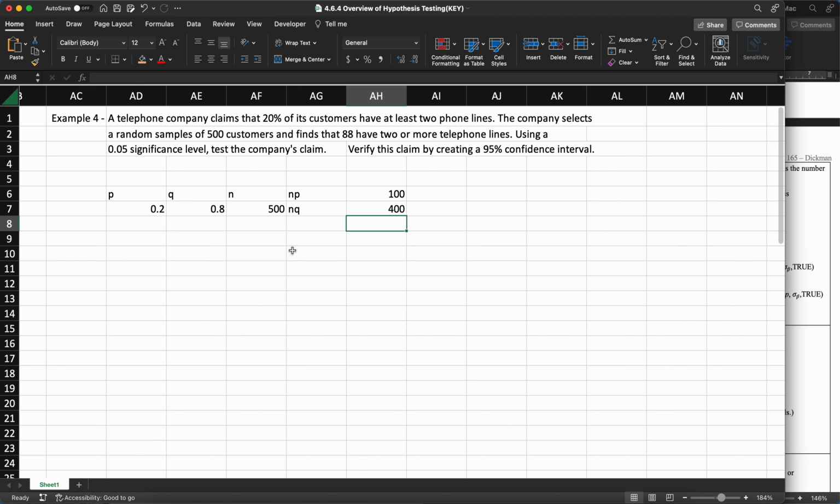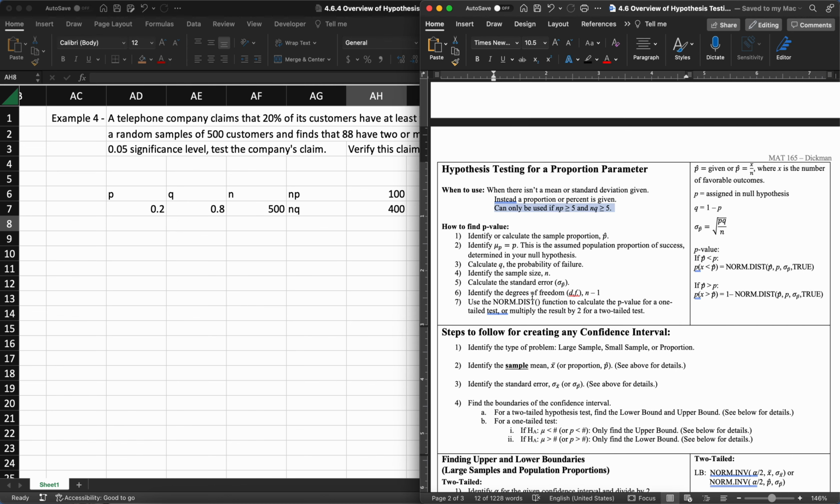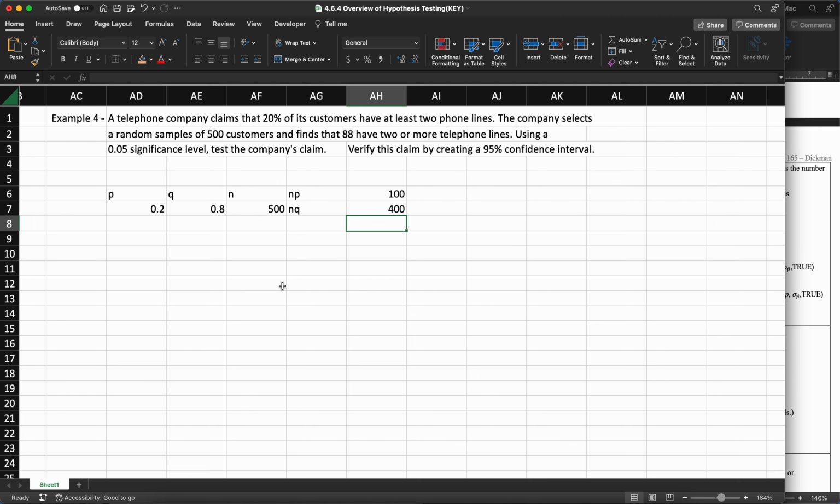So now that we know we can do a regular test using our norm.dist function, we're going to go ahead and do that. What I need to do is set up my null hypothesis and my alternative hypothesis. My null hypothesis is going to be that P is equal to 0.2, which is the claim. And then the alternative hypothesis would be that P is not equal to 0.2. In this case, it doesn't say that we're doing greater than or less than. We're just saying that it's not 20%.